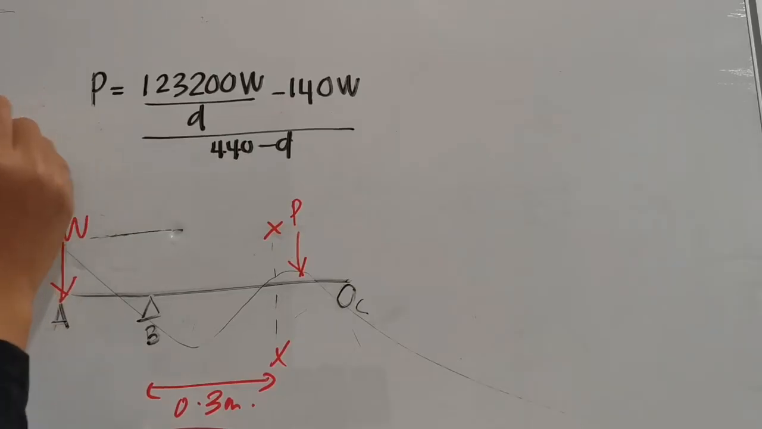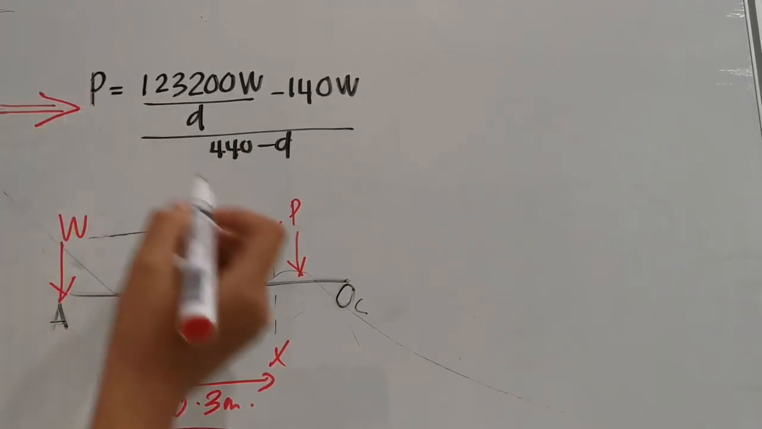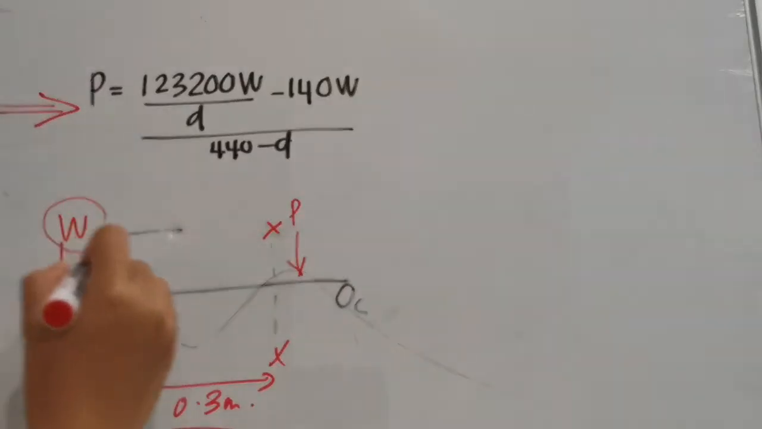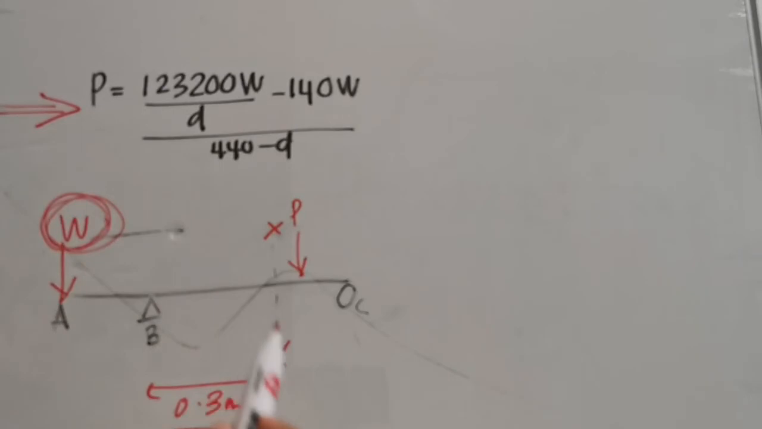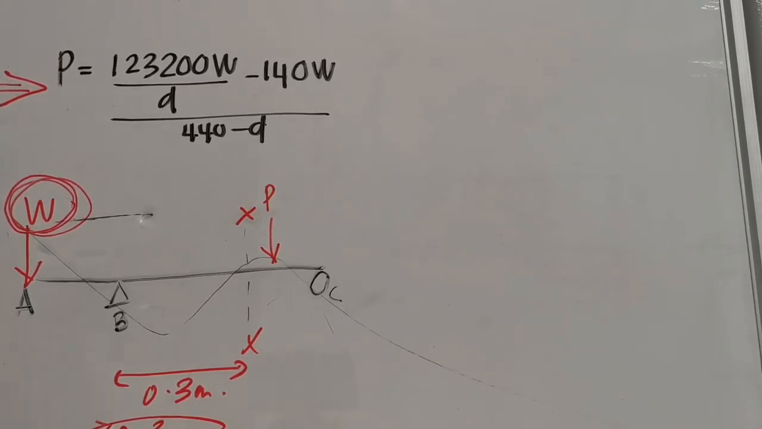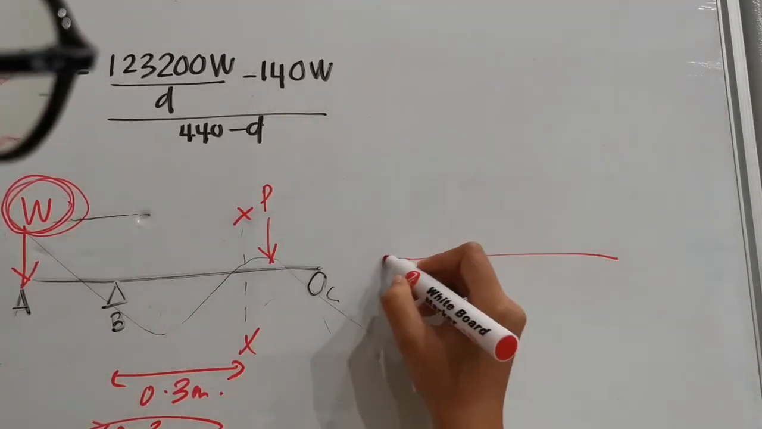Thus, the principle is very useful and flexible in solving structures. By using this equation, we can get the sagging moment equals to the hogging moment. We can put any value of W and assume D, but D must be greater than 0.3 meter. And the result we will get is sagging moment equals to hogging moment.